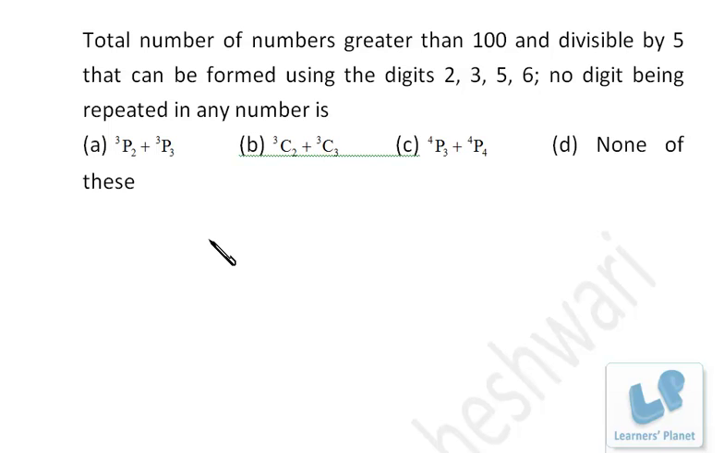Now let's see this problem. Total number of numbers greater than 100 and divisible by 5 that can be formed using the digits 2, 3, 5, 6, no digit being repeated. Now if we don't want repetition, that means at max 4-digit numbers can be formed, right? And we have to make the number greater than 100, that means 3-digit and 4-digit numbers we have to form. And if the number is divisible by 5, that means among these digits the unit place should be occupied by 5 only, right? So first of all, let's calculate the 3-digit numbers.